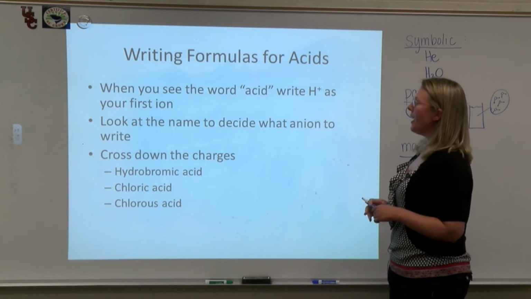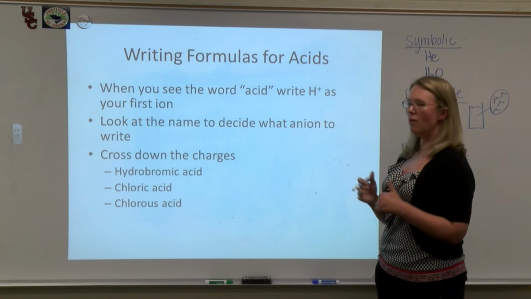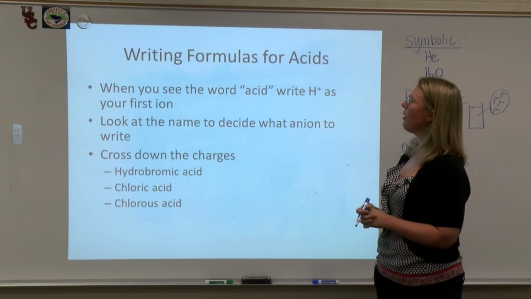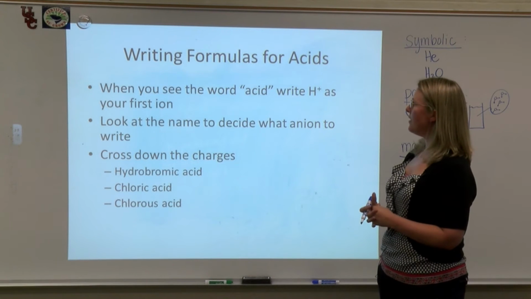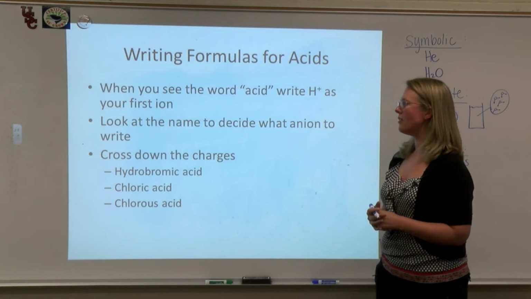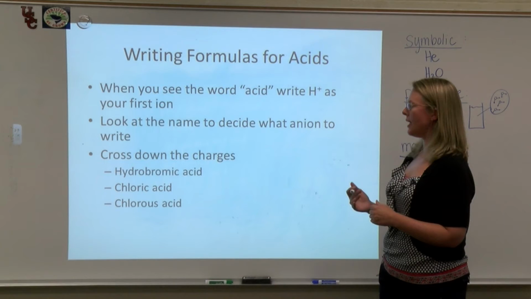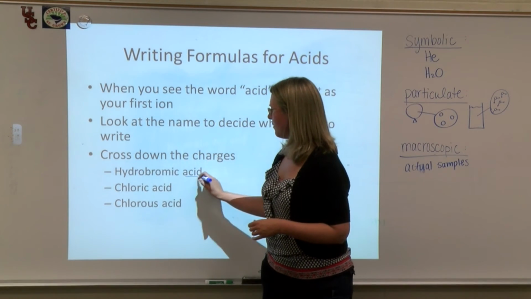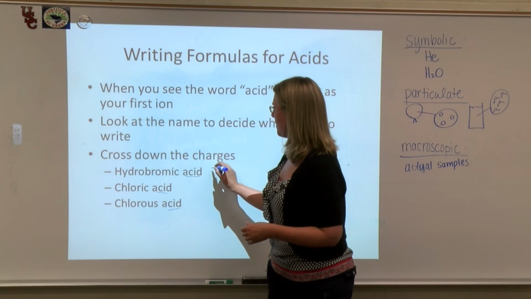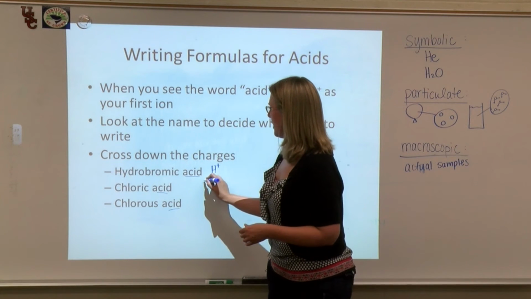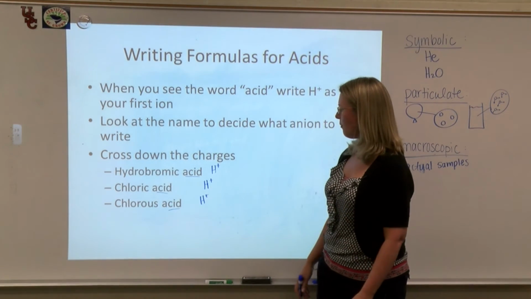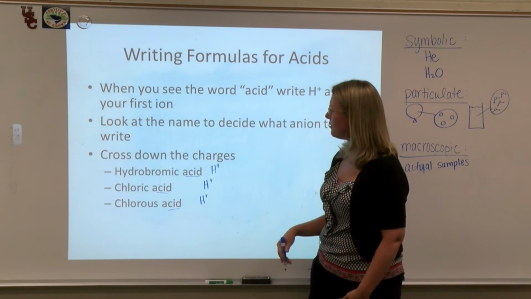So just like with ionic, we're going to do the whole cross down method because you can treat them like charged particles. When you see the word acid, you're always going to write H plus as your first ion. Then you look at the name to decide what anion to write. So all these, I see the word acid, so I'm going to write H plus, H plus. And when we talk about acids and bases later on, we'll talk about why acids are H plus.